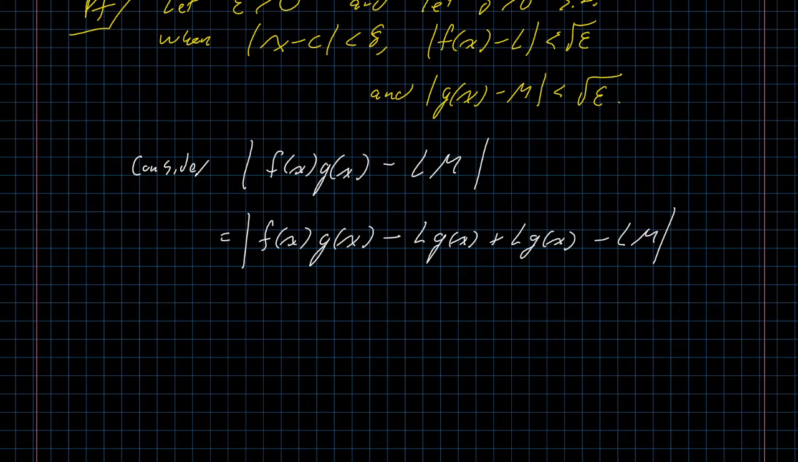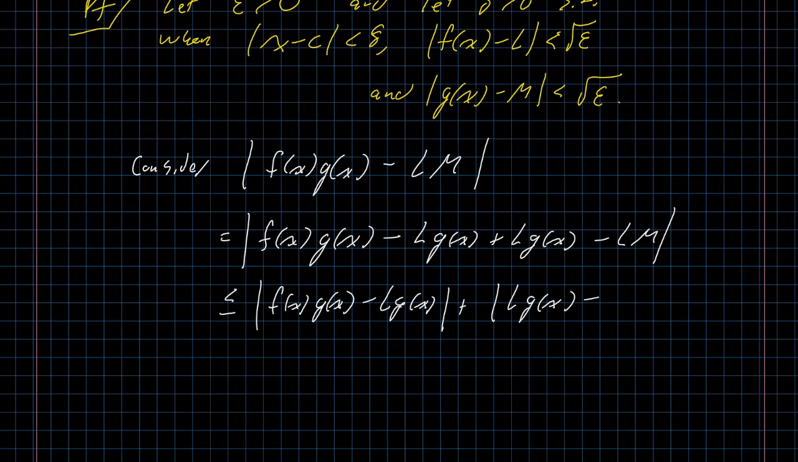And I just realized that I used the wrong values for my epsilon. So I'm not going to end up with epsilon at the end, but that's okay. It'll still be kind of nifty when we're done. But from here, using the triangle inequality, this is less than or equal to the absolute value of f of x g of x minus L g of x plus the absolute value of L g of x minus L M. We can factor out the common factor of g of x in the first one.